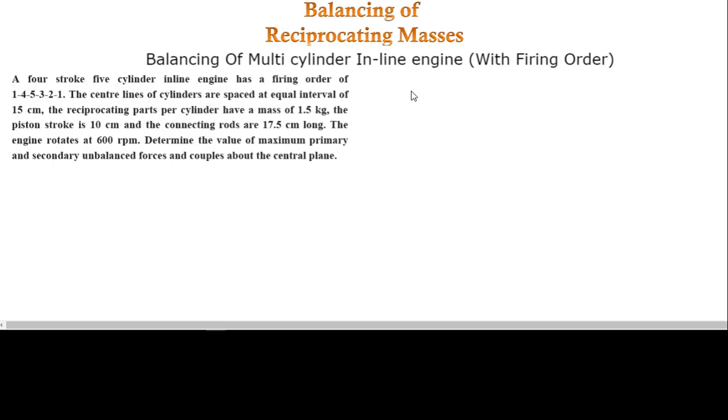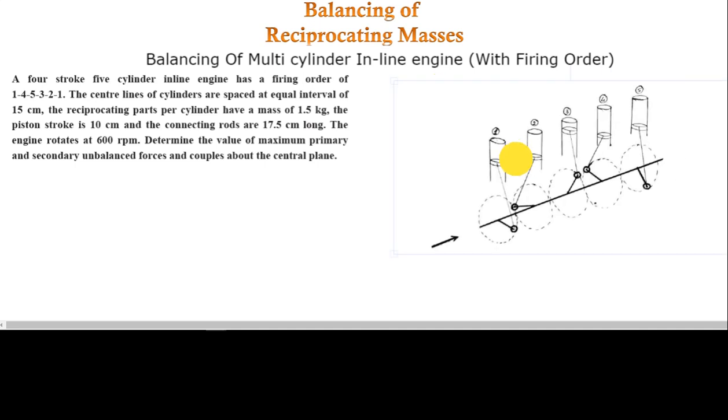Hello, so today we will see how to do a numerical based on balancing of a multi-cylinder inline engine. But here the specialty is that the firing order will be specified. That means in multi-cylinder engines, as we know, the ignition is not given to all cylinders at once. There is a specific order for ignition. So we will see how to do a numerical in which the firing order of a multi-cylinder inline engine is specific.